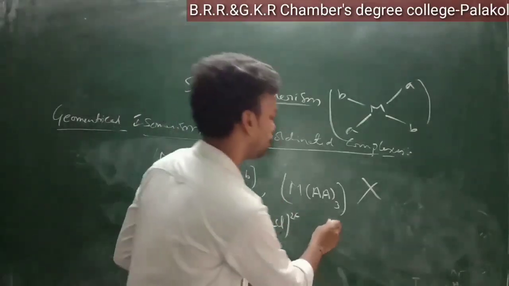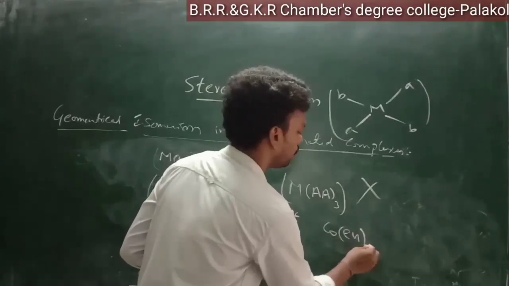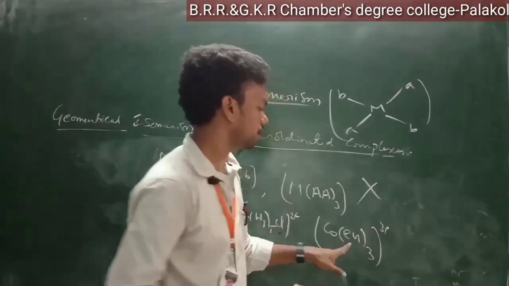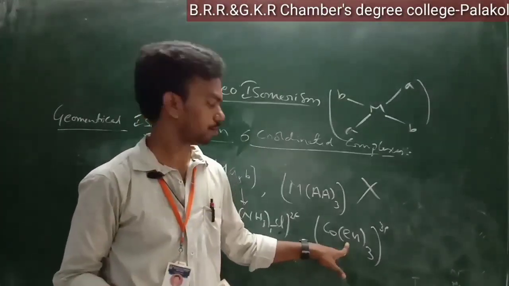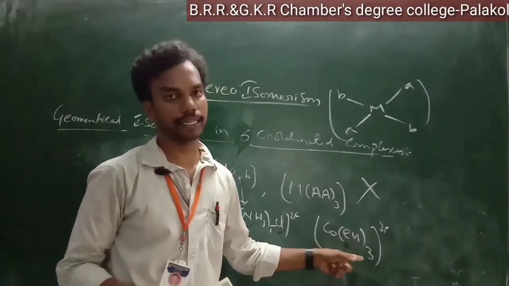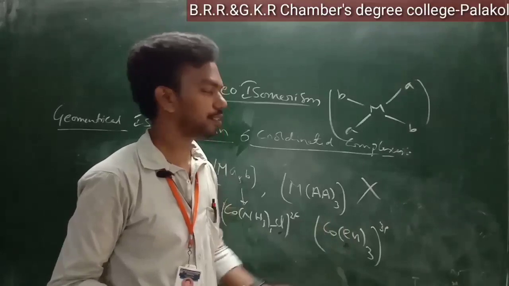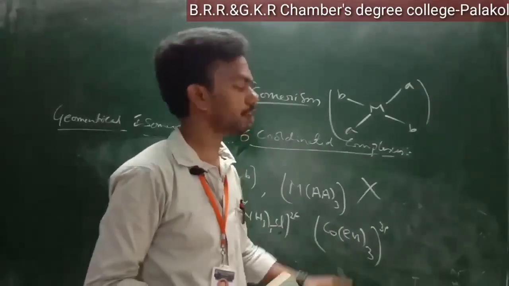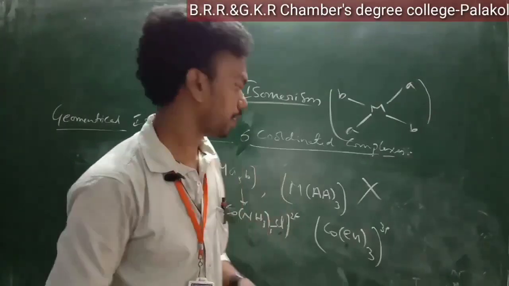And M(AA)3, for example Co(en)3. All these three ligands are the same, ethylene diamine bidentate ligands. All three bidentate ligands are the same, which means all the donor sites are the same. So this complex also does not show any geometrical isomers, right?